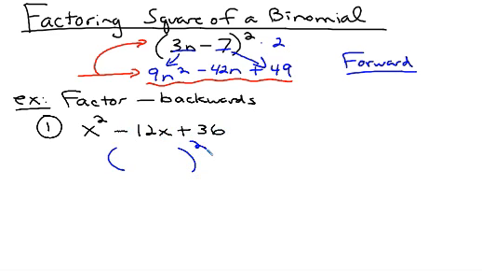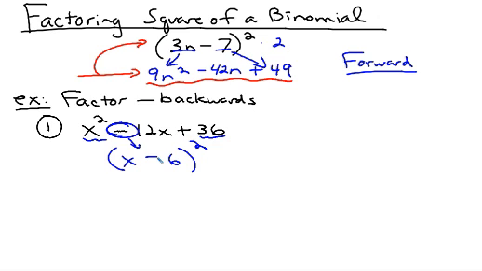So all we have to think of is square roots of this and square roots of this. The square root of x squared is x, right? The square root of 36 is 6. And whatever the sign is of the middle term, that's the sign in between. Easy enough. Just going backwards.